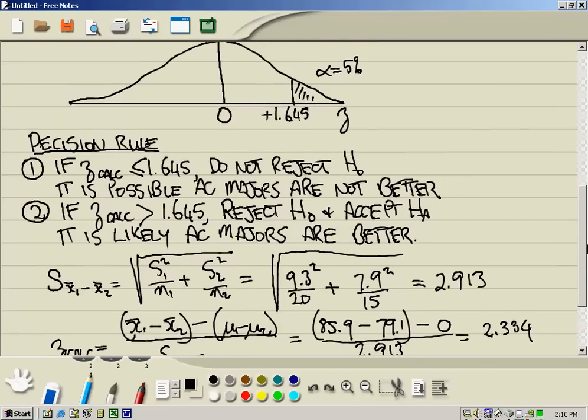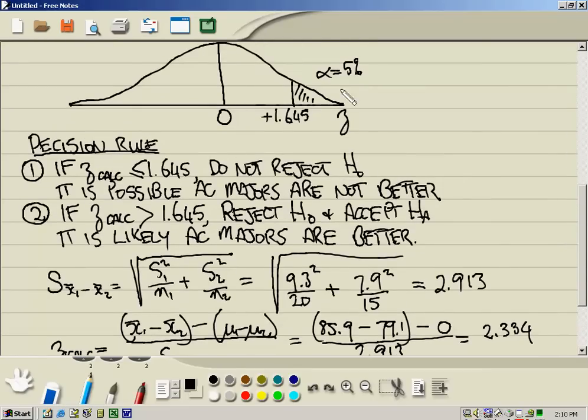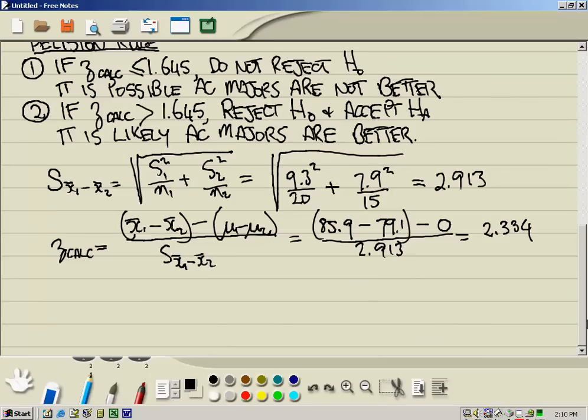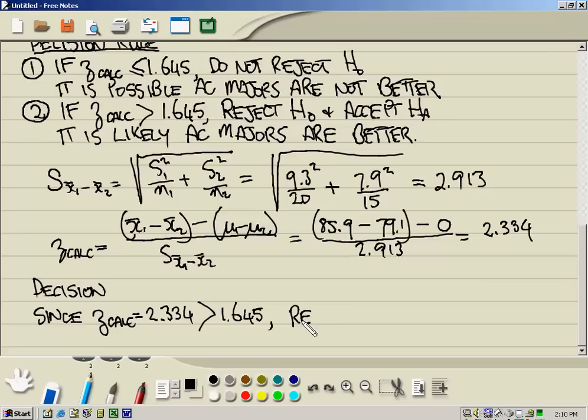So look back at our diagram. 2.334 is up here somewhere in the rejection region. So for our decision, we will reject the null. Since Z-calc in this case is 2.334, which is greater than the critical value of 1.645, we're now in the region where the null is unlikely, so we will reject the null.